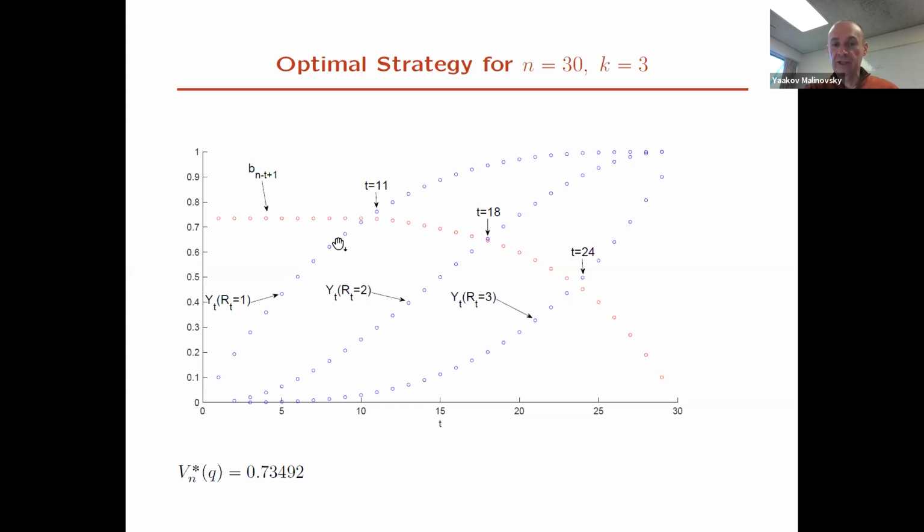So in the beginning, we don't select anyone. Then from time 11, we select an observation with relative rank 1. From time 18, you start to select relative rank 2 or 1. From time 24, exactly as Gusein-Zade did, you select 3 or 2 or 1. And in any case, if you don't select until time 30, you take the last one.